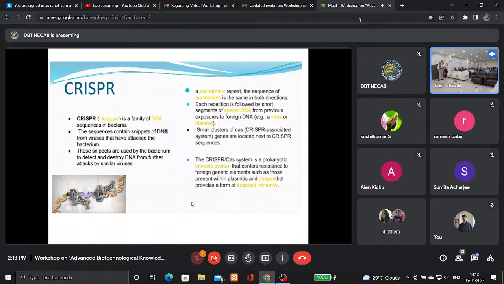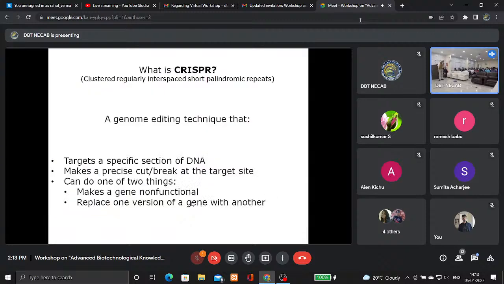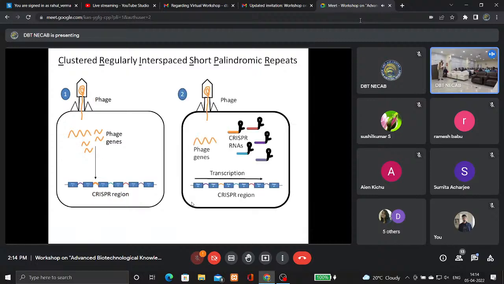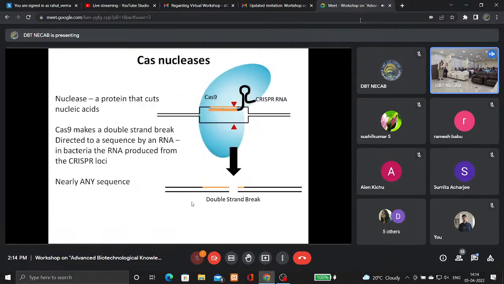Well, we'll come to this. So what is CRISPR now? It is clustered regularly interspaced short palindromic repeats. If you see, these are the different repeats, and there are the spacers, and these are all palindromic repeats. This is the structure of a CRISPR locus, and this is the bacteriophage.